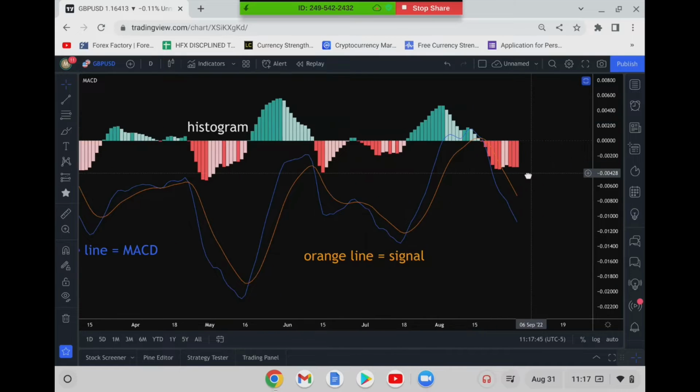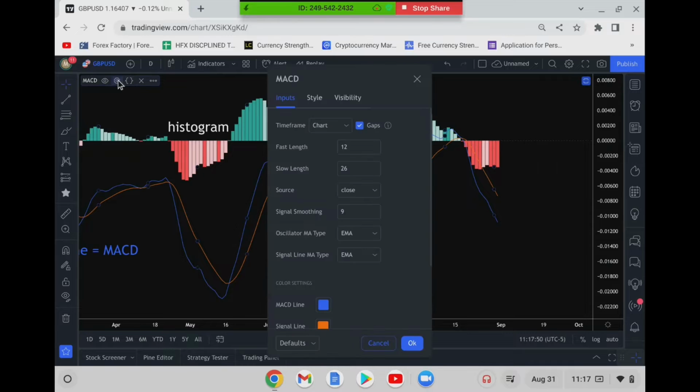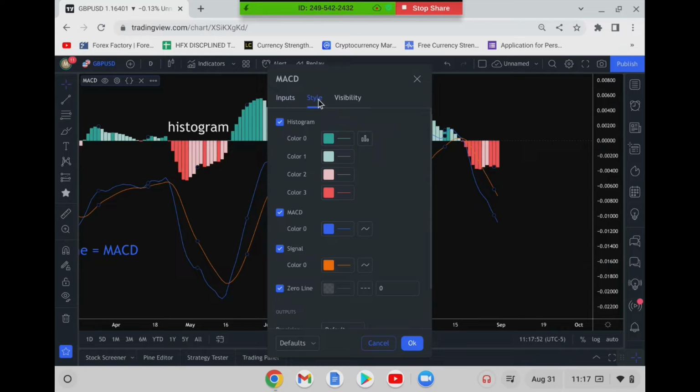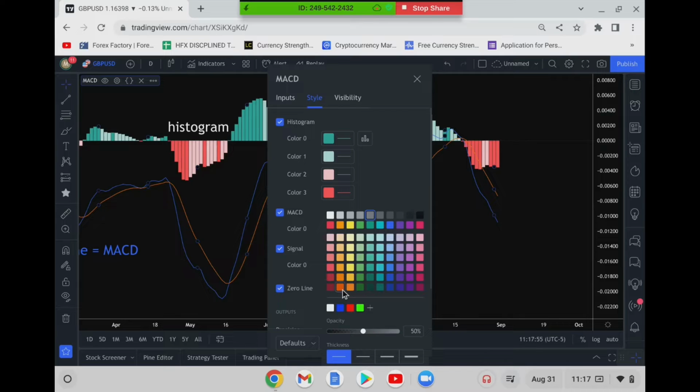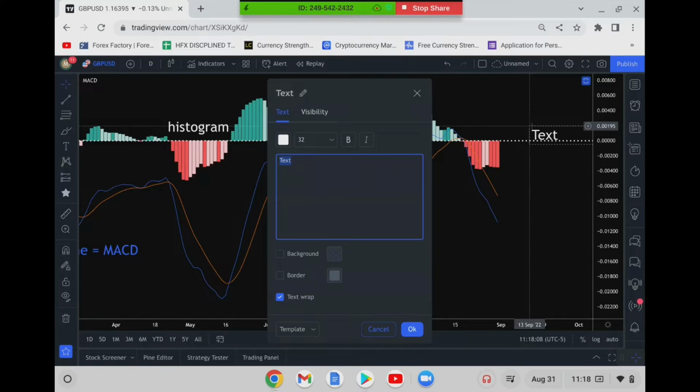And last but not least, you guys, let me actually just go into the settings and make our baseline just a little thicker, just so you guys can see it. All right, so last but not least, we have our baseline.